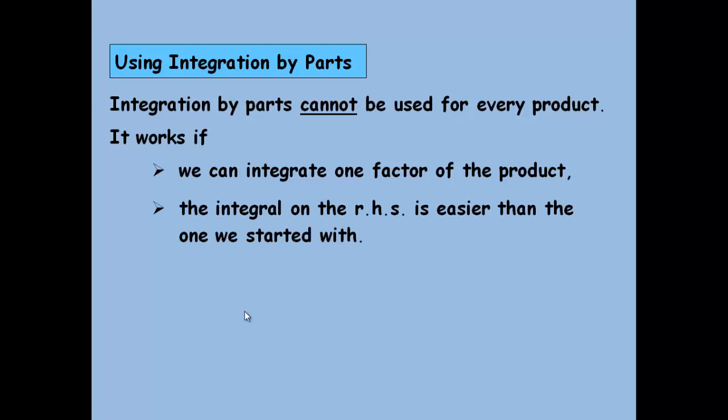Integration by parts doesn't always work. It only works if one of the factors can be integrated and the integral we end up with on the right hand side is easier than the one we started with. As we'll see next lesson, it is possible that we might have integrals on the right hand side that don't integrate and maybe require parts again and even again, but eventually we will be able to integrate them.